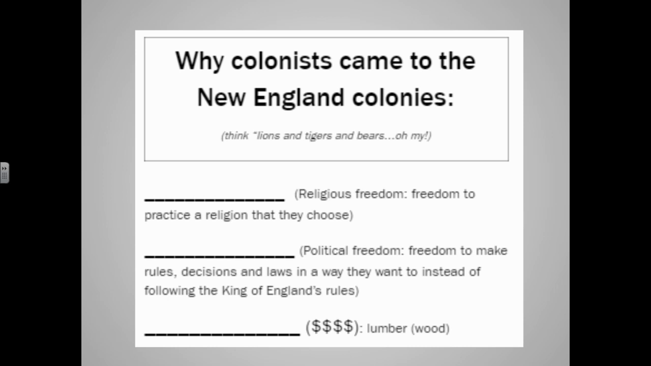Think lions and tigers and bears. Oh my. The very first reason, the lions, is religion. So you're going to take your pencil and fill in the word religion. And what that means is Massachusetts was formed because people moved there to get religious freedom, the freedom to practice a religion that they chose in the way that they chose to do it. So if you need more time to write it, you can always pause the video, but please fill in the word religion. So instead of lions and tigers and bears, oh my, it is now religion and tigers and bears, oh my.